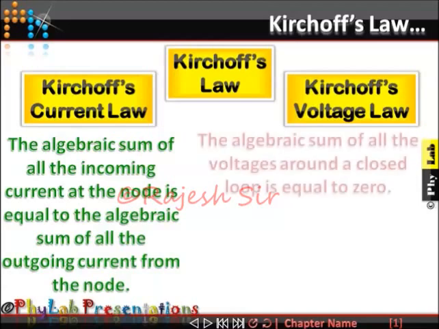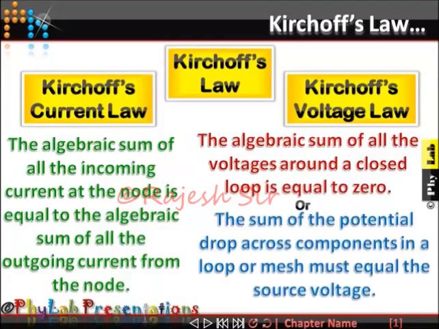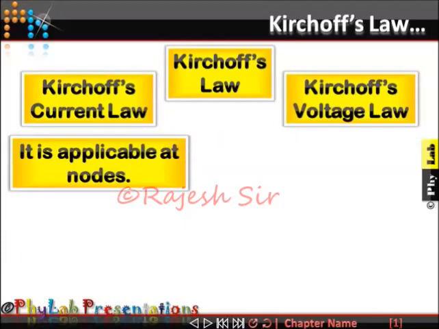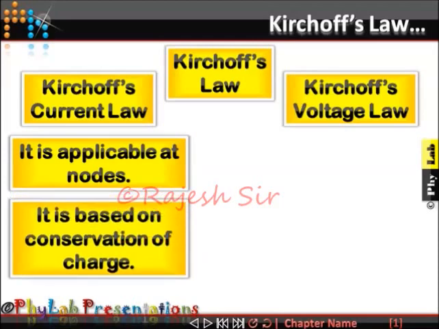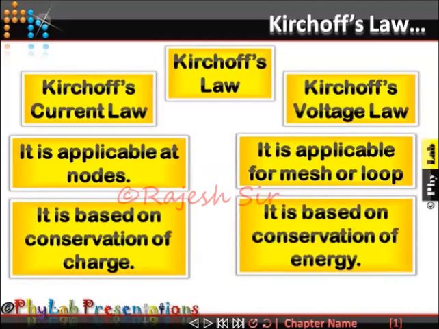Whereas Kirchhoff's voltage law states that the algebraic sum of all the potential drops across a closed loop is equal to 0, or the sum of the potential drops across each component in a loop or mesh must be equal to the algebraic sum of all the source voltages. Kirchhoff's current law is based on conservation of charge and is applicable at nodes, whereas Kirchhoff's voltage law is applicable for a mesh or loop and is based on conservation of energy.